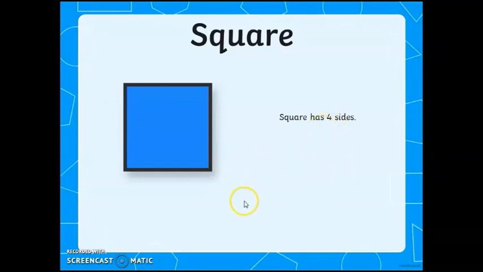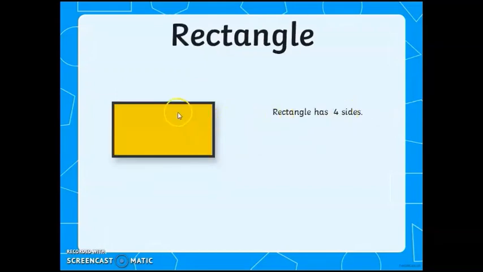Would you like to count with me? Let's go. 1, 2, 3, 4. And for your recall, dear students, let me tell you again, all the sides, 4 sides of square, they are same in length. Our next shape, we have rectangle.